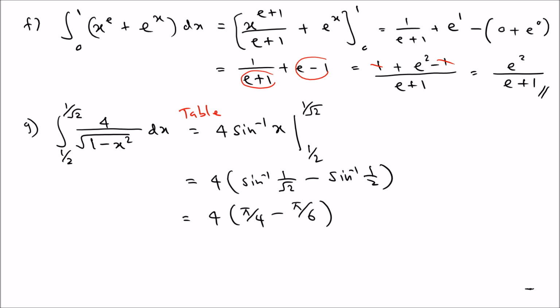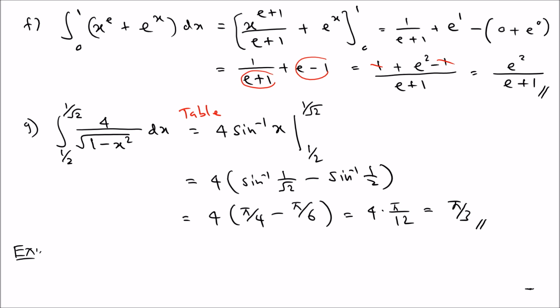So you can see that this is simply 4 times pi over 12, and you can simplify, so you get pi over 3 as the final answer. And then you can do these as practice problems. I'm going to give some exercises.